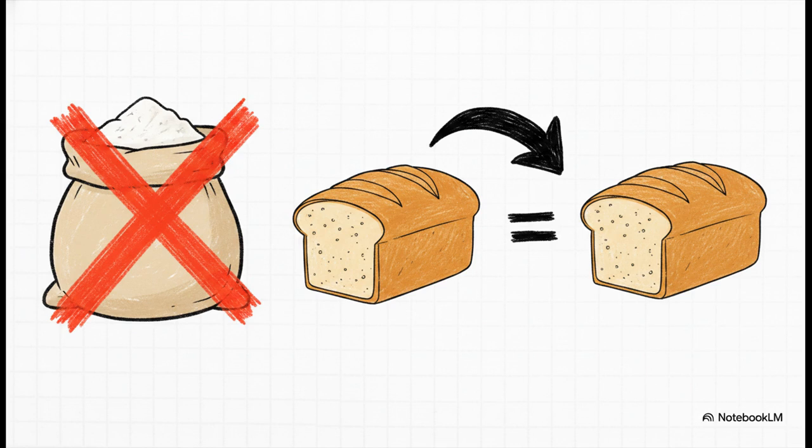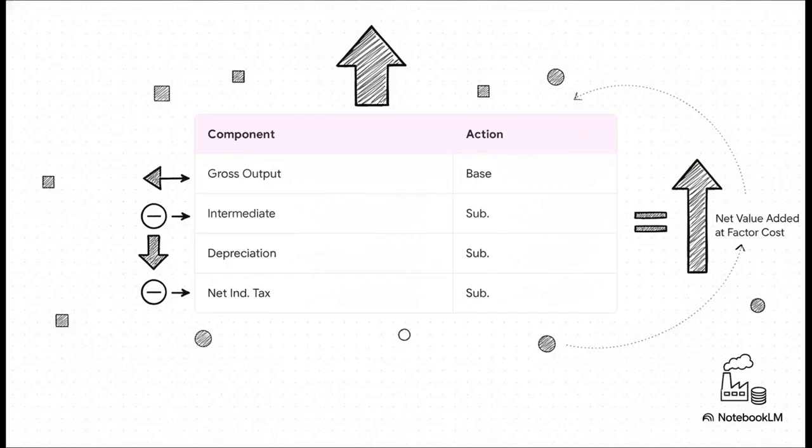Why? Well, because if you count the flour the baker buys and then count the final loaf of bread sold to the consumer, you've literally counted the flour twice. Subtracting intermediate consumption is non-negotiable for finding the true net value added. So here is your mathematical engine for this entire process. You apply this exact formula systematically.